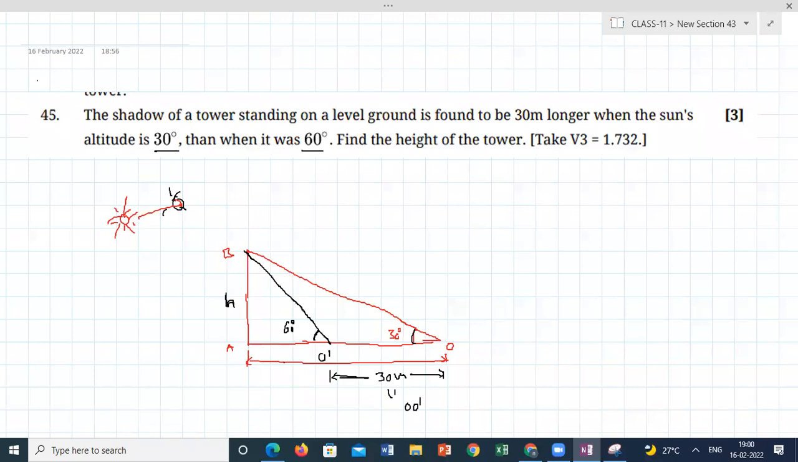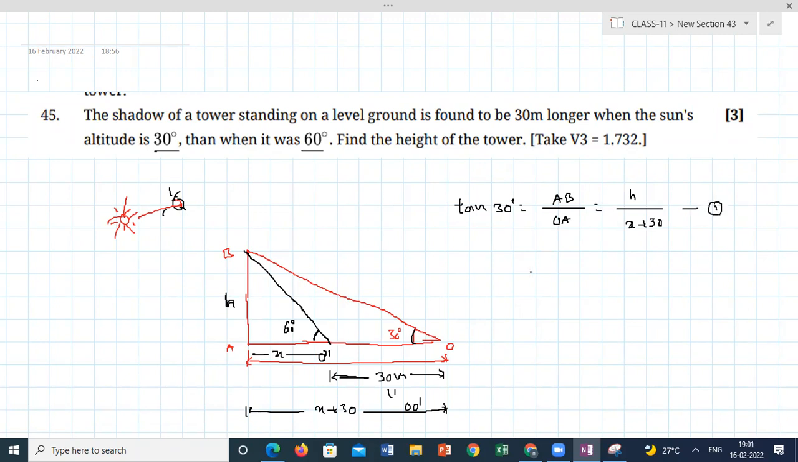It's very simple. Assume this distance is x. This total distance will become x plus 30 for the second triangle. If I am taking tan 30, that will be equal to AB by OA. That is nothing but h by x plus 30. This is my first equation.